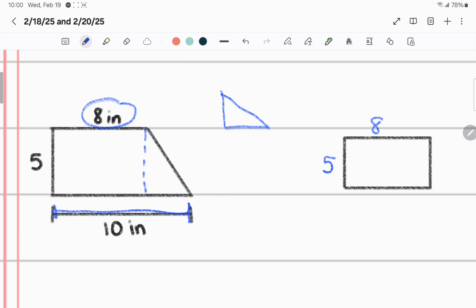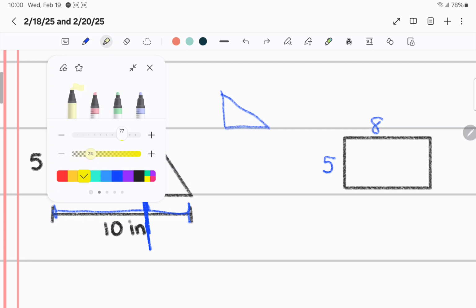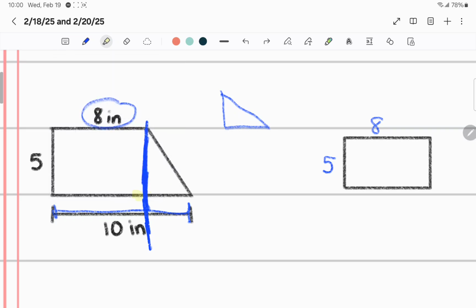Why is that? Because if I split my rectangle right here, I know that this piece is 8 because this is 8. So since this up here is 8, this little piece is 8. But the bottom line is 10. So if we subtract this, that gives us 2. So 8 plus 2, that gives us 10.